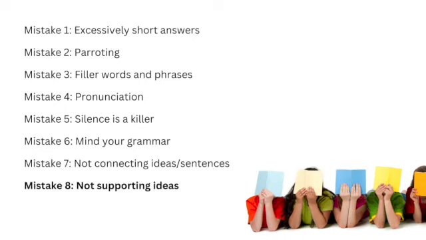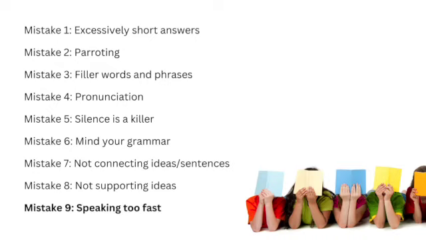Mistake number 8 is a big mistake where we do not support our ideas or our opinions. You should not just have ideas or repeat opinions. When you say that you agree or disagree with something or like or dislike something, for example, you should say why. Make sure that you provide specific examples or personal experiences to support your argument. This shows the examiner that you can elaborate on your thoughts effectively, and it provides a richer response for the examiner to evaluate your English ability.